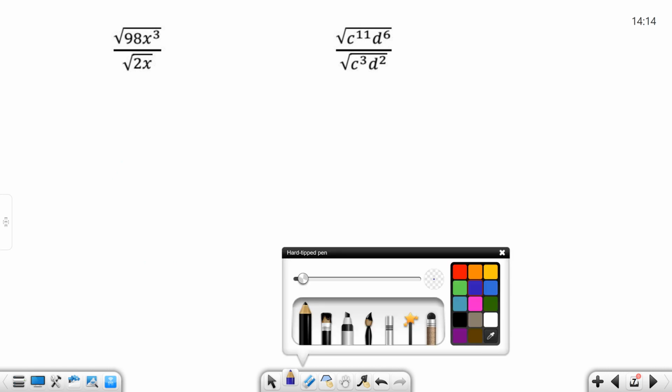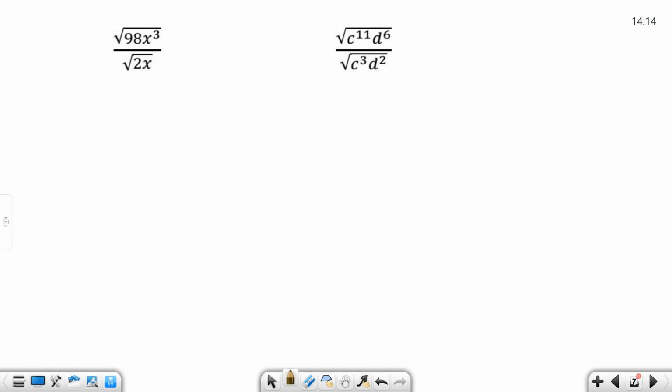So let's work this one here that's got numbers and variables in it. Again, they're under the same radical. They're both under a square root. So I'm going to put it under one big square root and say 98 x to the third over 2x. 98 divided by 2 is 49. And x cubed over x, remember we subtract the exponents. 3 minus 1 is 2, so that's x squared.